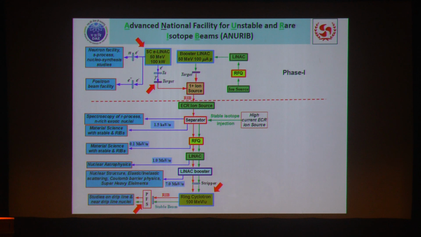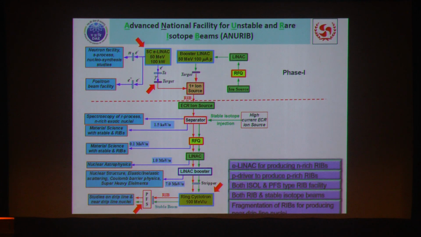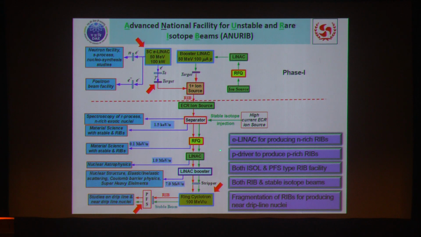This is the acronym of the project, ONURID. The highlights of this project are an electron linac for production of neutron-rich RIBs. So you can see the superconducting electron linac hitting the internal target, and RIBs are produced. A proton driver produces proton-rich RIBs. This is shown in this line. Both isotope separator and projectile fragmentation separator type of RIB facility.